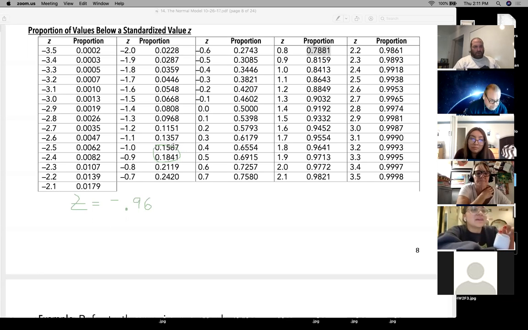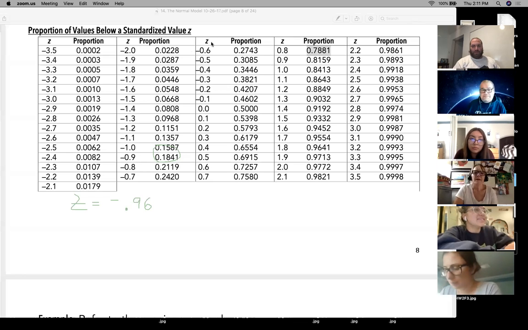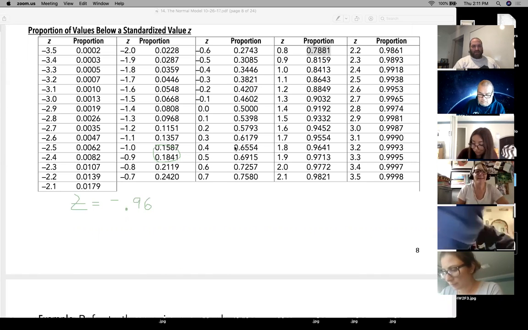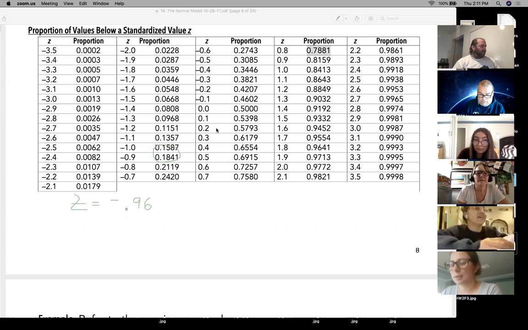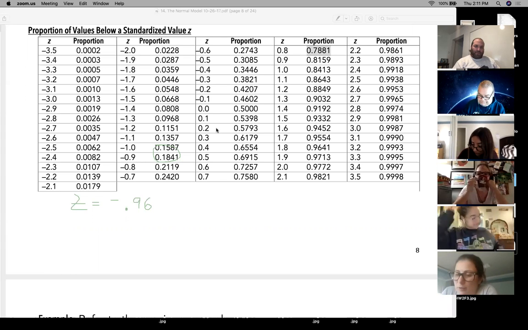No, halfway between 0.158 and 0.184. Well, why don't you add them and divide by 2? That's a great idea. I like that idea. How do we add them and divide by 2? Yeah, 16.5%, 17%, somewhere around there seems very accurate. Does that make sense?